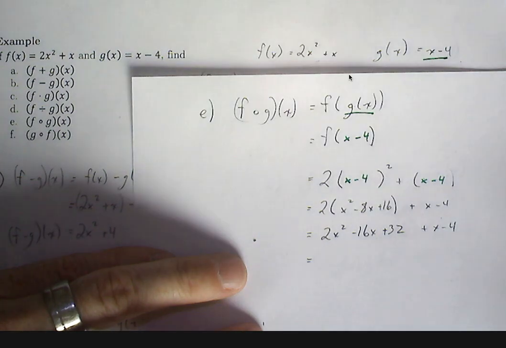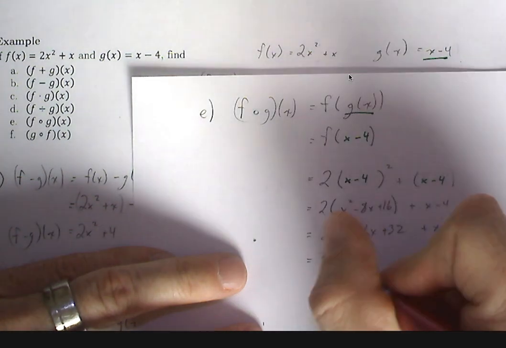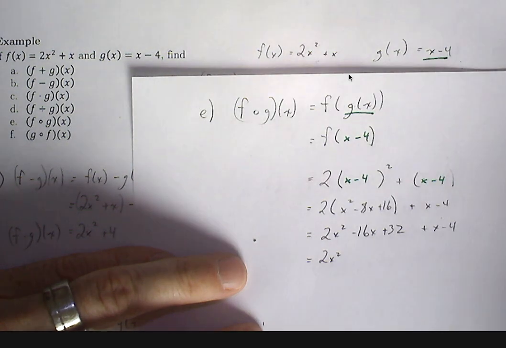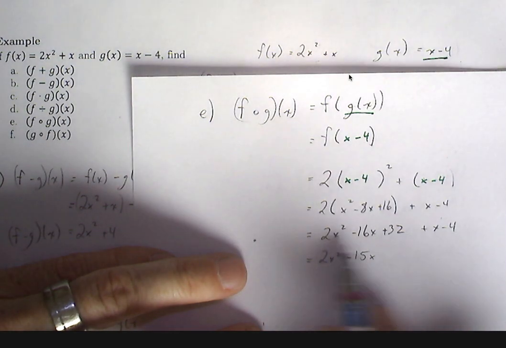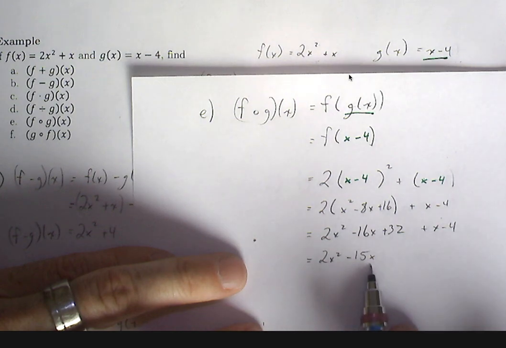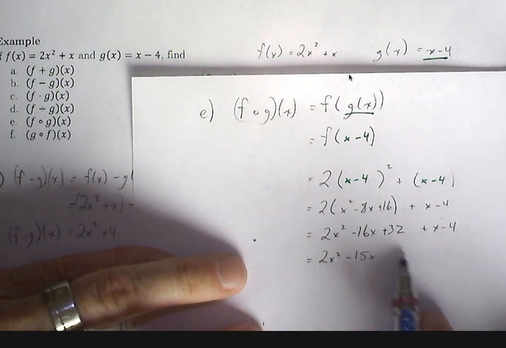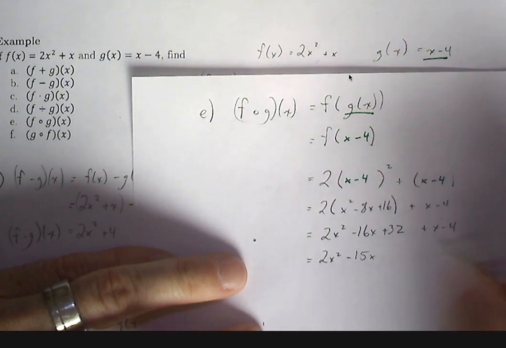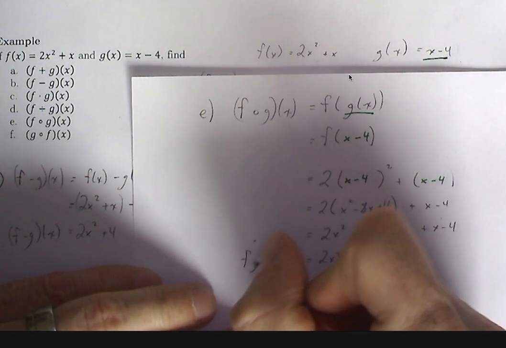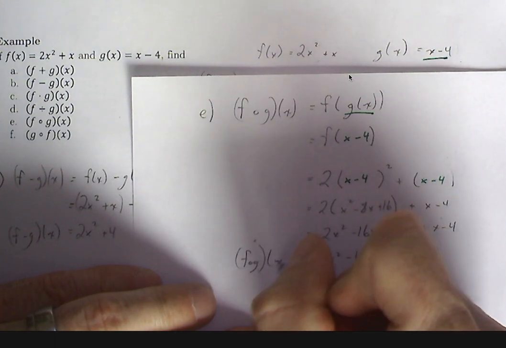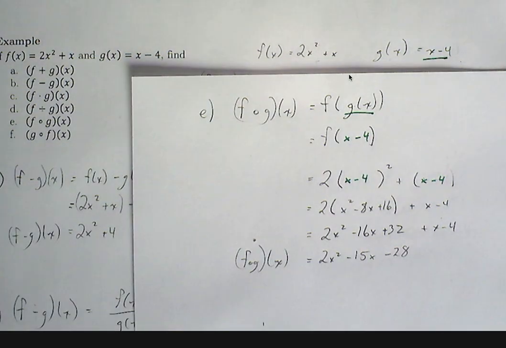So now I'm going to combine like terms if I can. There's no term like 2x squared. Negative 16x plus x is negative 15x. 32 minus 4 is minus 28. I'm hoping this is right, as it is quite complicated. So f composed of g of x is equal to 2x squared minus 15x minus 28.